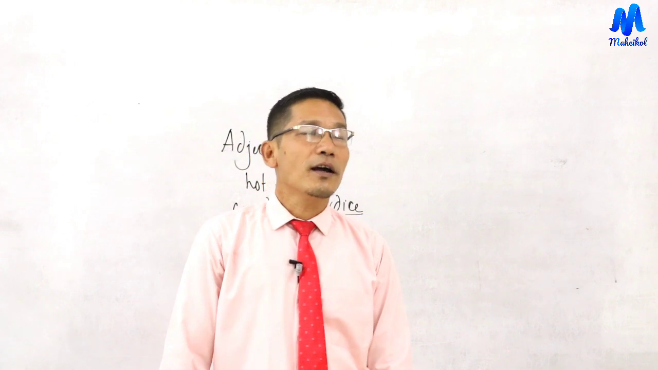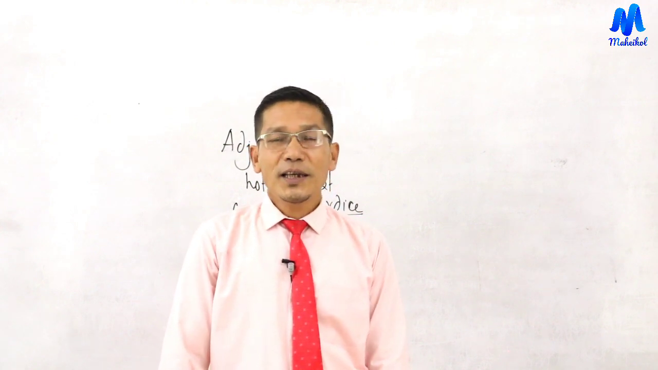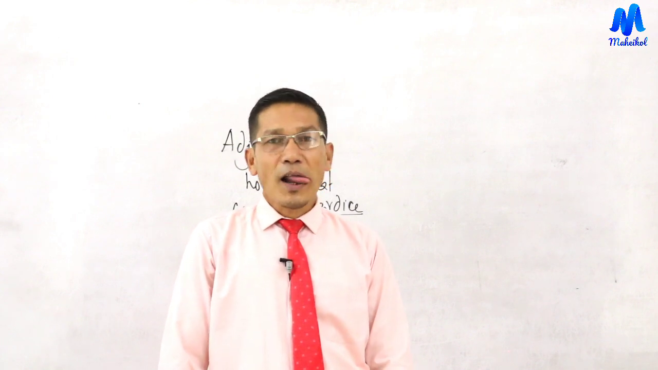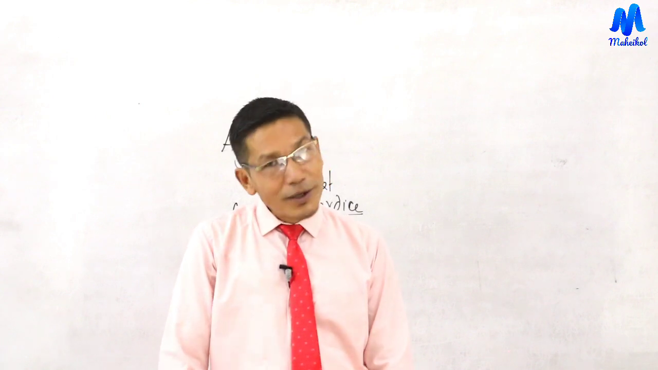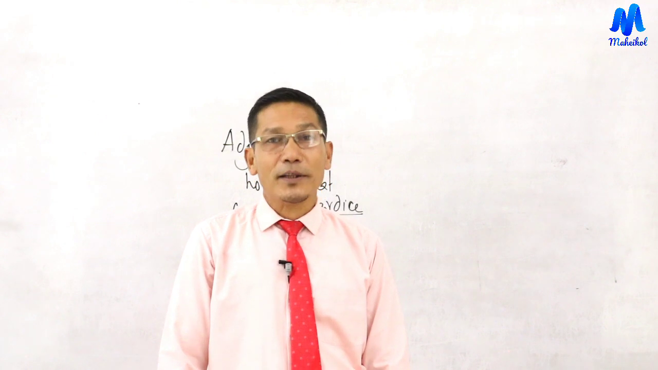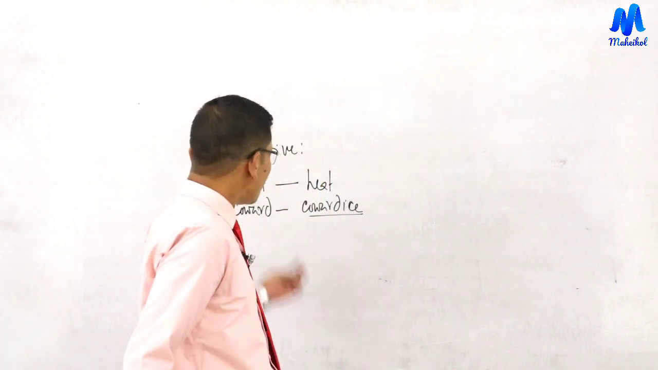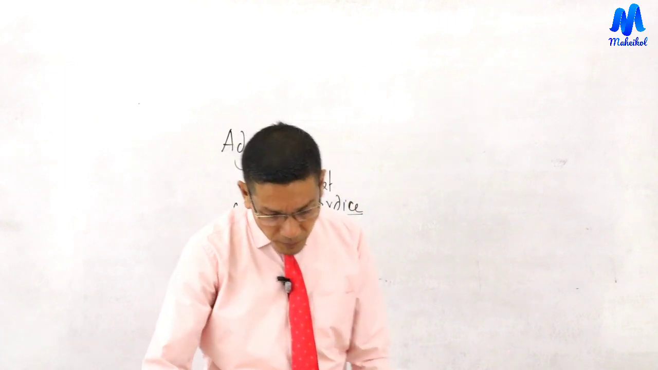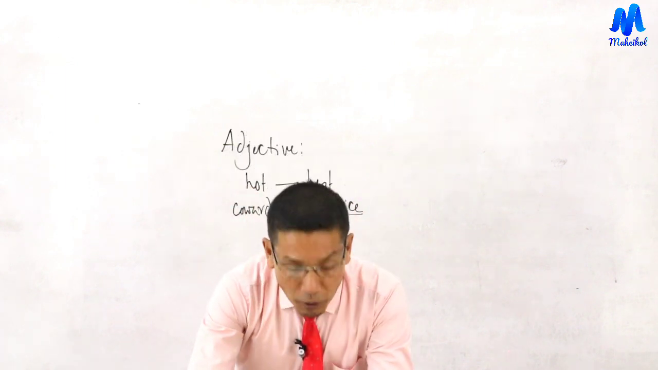Coward is an adjective, and the abstract noun is cowardice. His cowardice has made him lose a lot of things. Coward, cowardice. We can make abstract nouns from adjectives too. Next we look at how abstract nouns are formed.